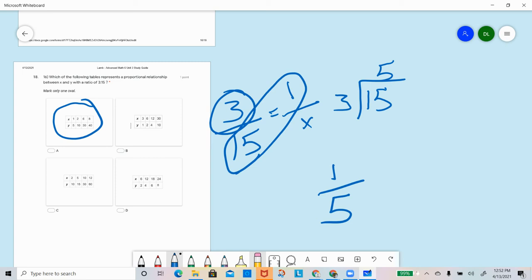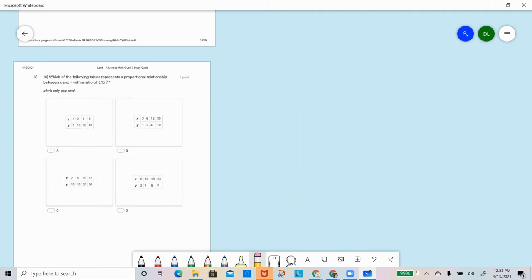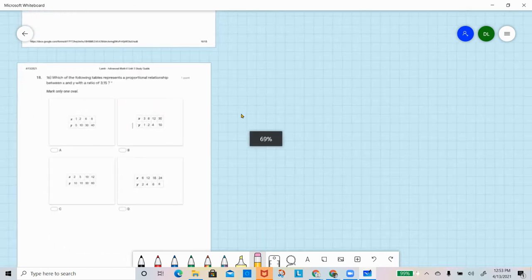Now, let's look at the other ones. 3 to 1, no, come on. Right? 6 to 2, that can't work. 2 to 10, well, that's a 1 to 5. 5 to 15, that's a 1 to 3. Can't be right. 2 to 6, come on, it's not even 1 to 5. 3 to 15 means we have a 1 to 5 relationship. If we have a 1 to 5 relationship, table 1 is the only one that's going to work. See, so important that you can figure out what's the unit rate. What is it for one thing?